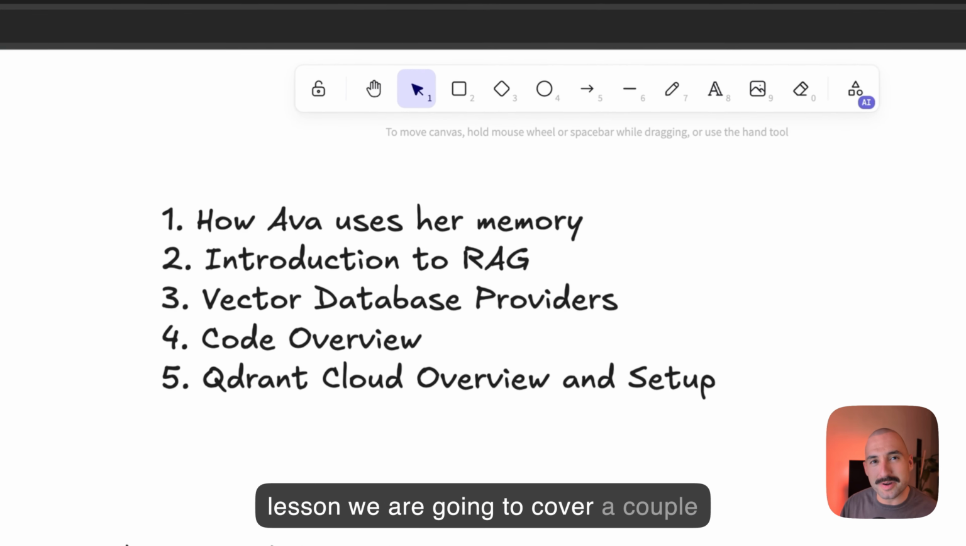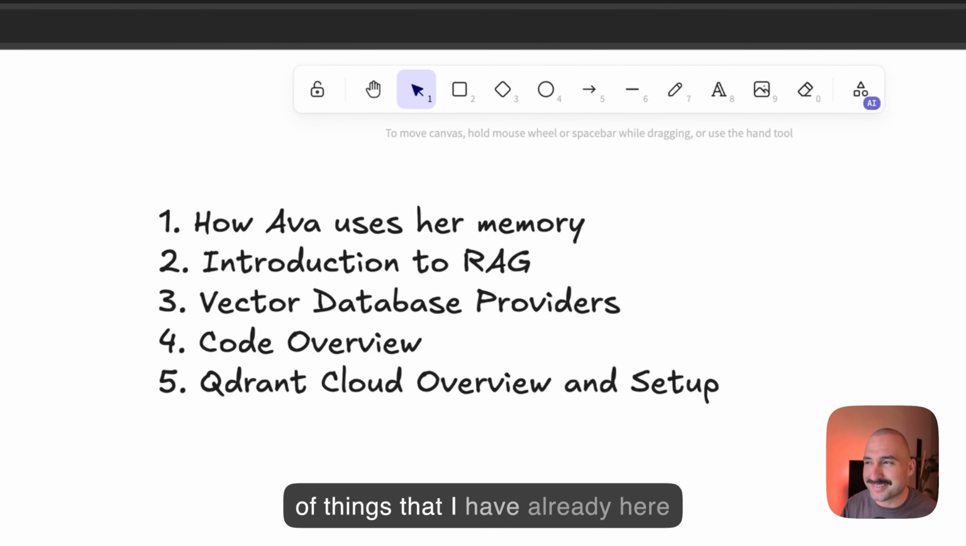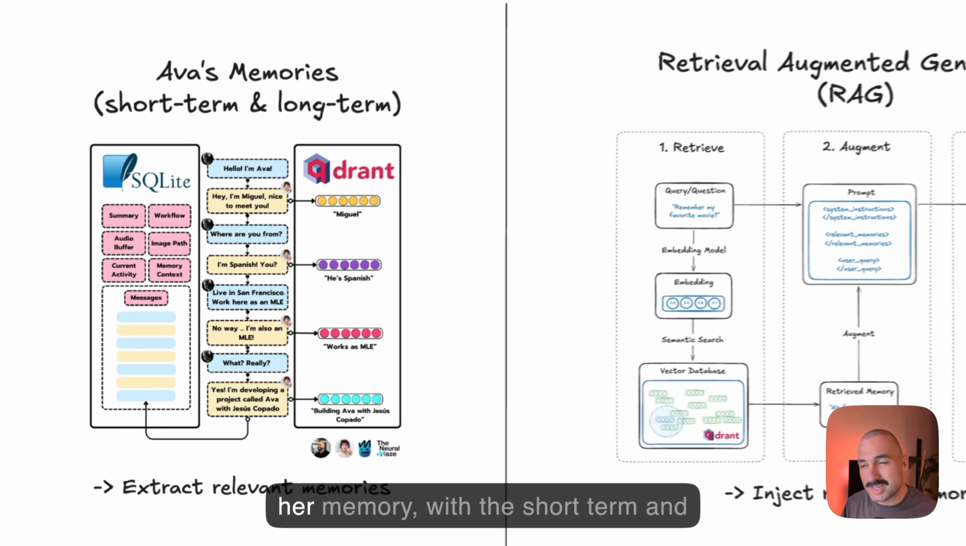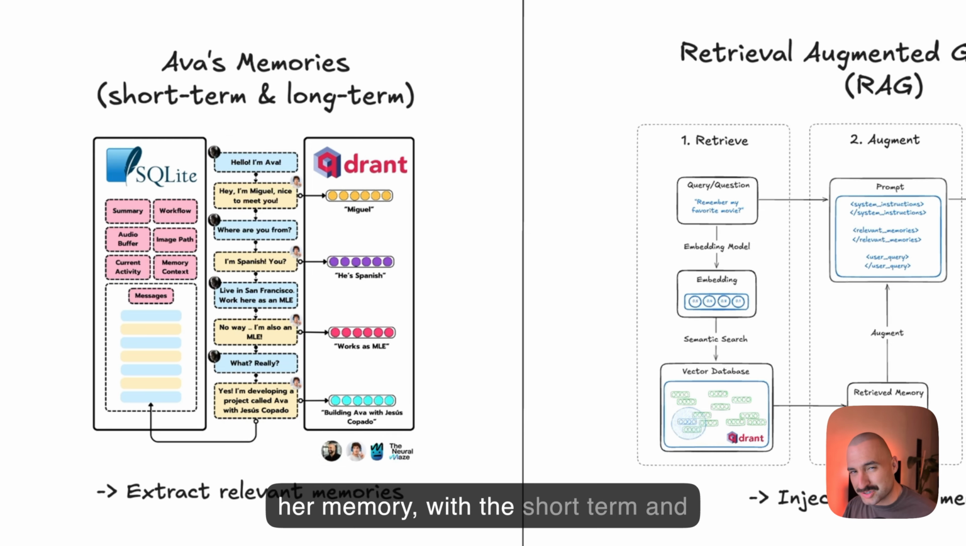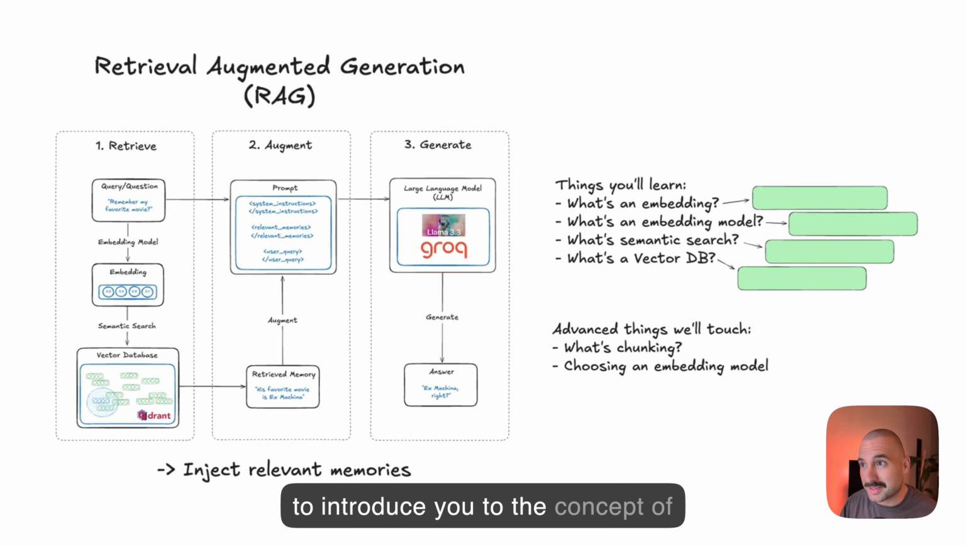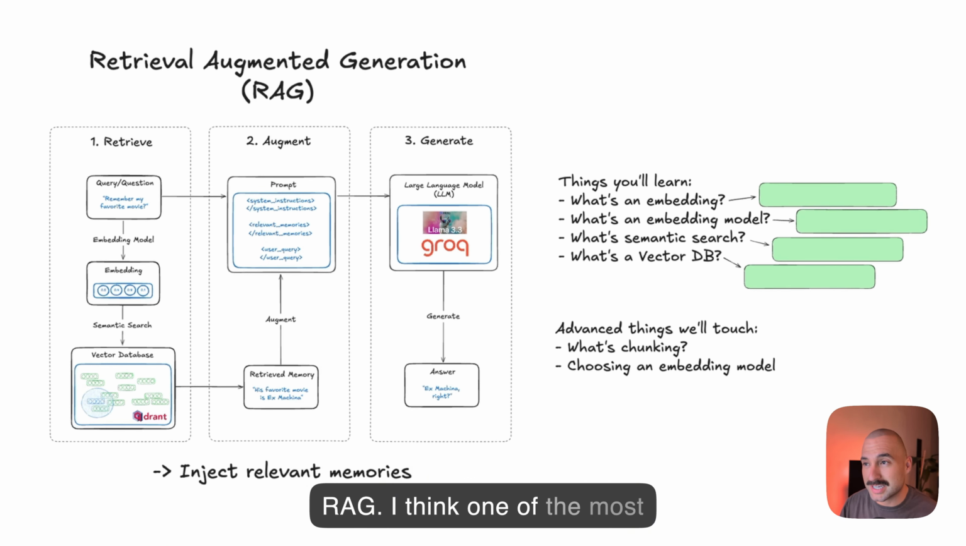In this lesson, we are going to cover a couple of things that I have already written here. First of all, you're going to understand how Ava uses her memory, both the short-term and the long-term memory. Then I'm going to introduce you to the concept of RAG, one of the most important concepts in Gen AI applications, and I think it's used in most applications in one way or another.